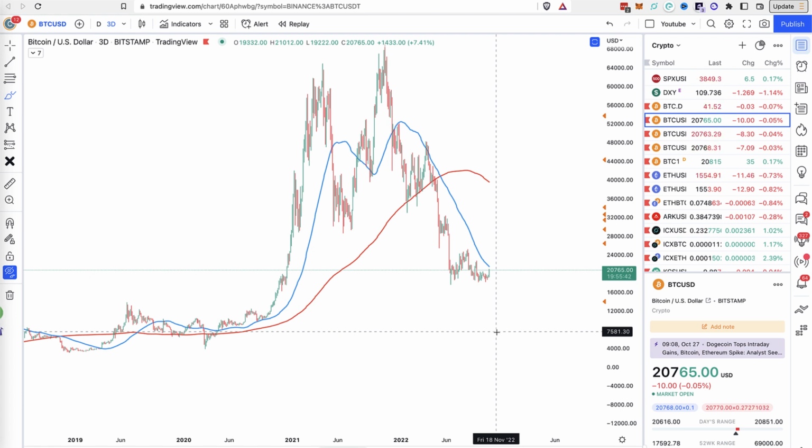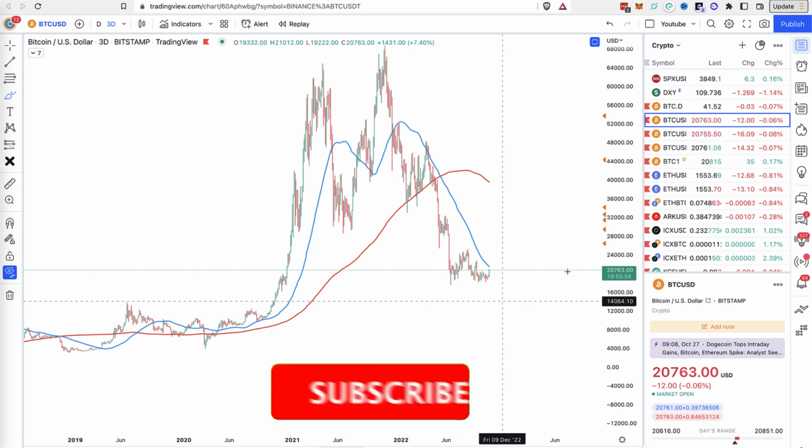We didn't break down from that support level. Instead, we're going up. Is this the start of a new bull market? So let me share this with you because this is a very easy way to tell yes or no. So let's dive straight into it.